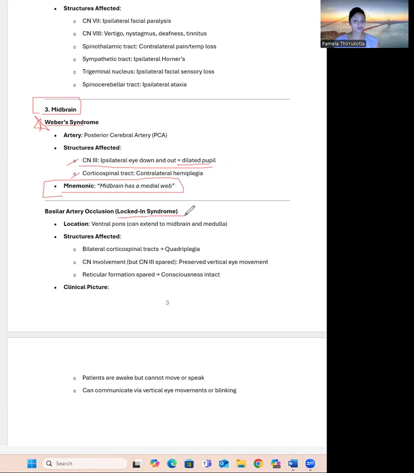So locked-in syndrome, you might have heard of patients who are completely stiff and locked, but only have some eye motions preserved in them. So let's try to understand what exactly is this locked-in syndrome.